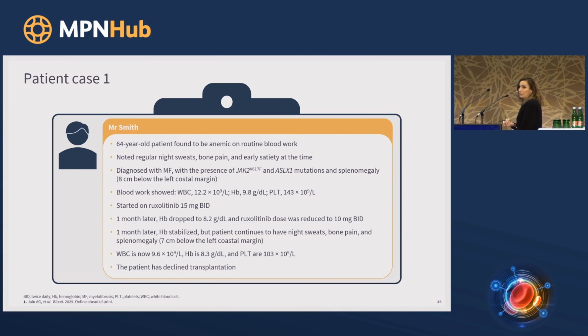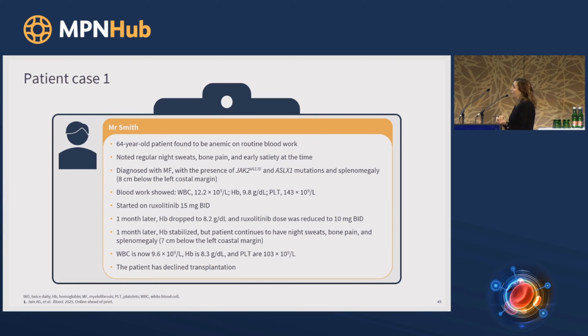So I present this first clinical case, which includes a 64-year-old man with a high-risk primary myelofibrosis who is mutated in JAK2 and ASXL1. The patient reported regular night sweats, bone pain, and symptoms associated with a splenomegaly that measured 8 centimeters below the left costal margin. Blood tests showed a mild leukocytosis and a moderate anemia, and the patient was started on treatment with ruxolitinib at 15 milligrams twice a day.